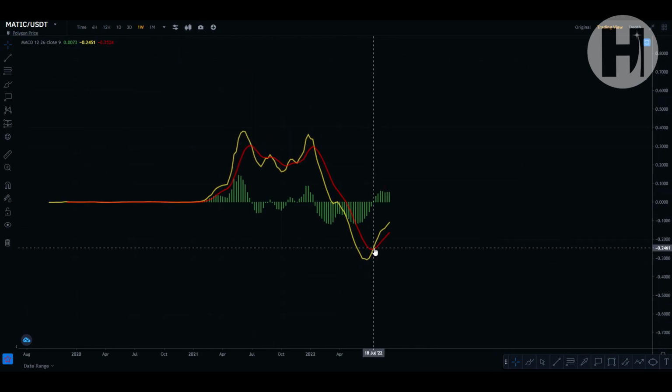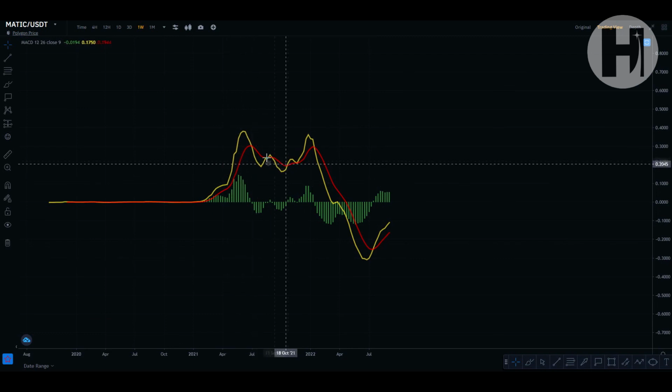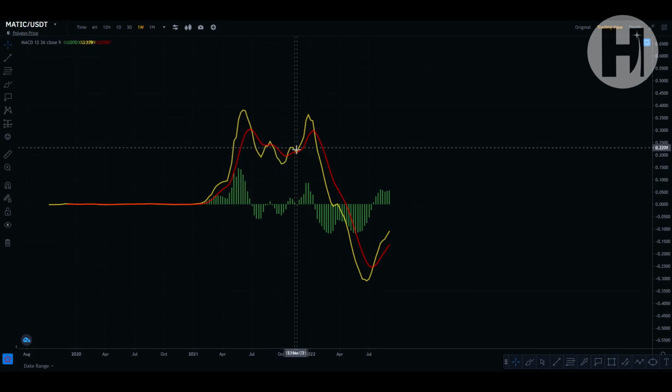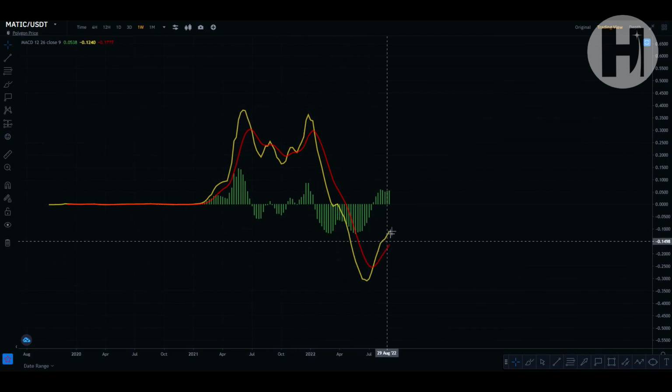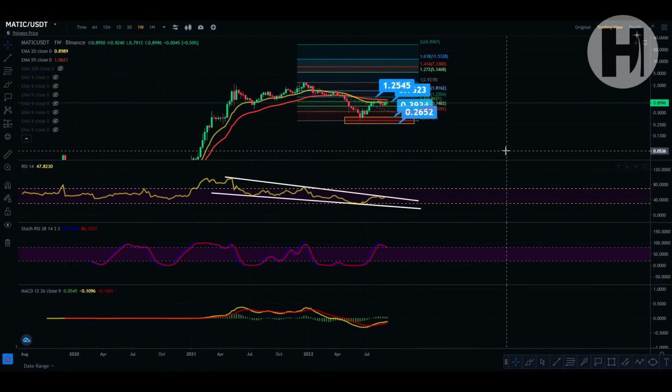And as you can see, the MACD printed a bullish cross back on July 18th. So that was a good indicator to take a look at, because the last time we did that in August of 2021, we did have a bit of a pullback afterwards, but we ended up moving very nicely into November, right? And in December. So this could potentially be the same thing that we see here for Matic, but obviously with less volume potentially.